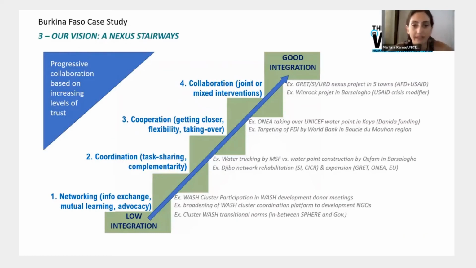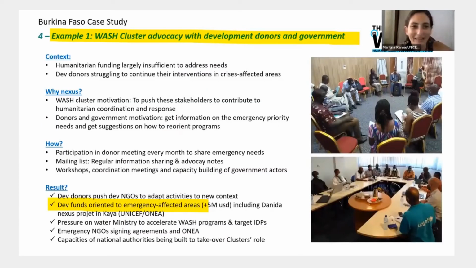I'll go more into detail on two examples now. Very quickly, since I see my time is almost over, sorry. So the first is about the WASH cluster advocacy with development donors. We've been really discussing a lot with development donors in order to have them also fund the emergency affected areas. And thanks to this advocacy work with the development donors and the government, we managed to gain a lot of funding that was development funding, but has also been used to help the displaced people and at the same time the host communities.